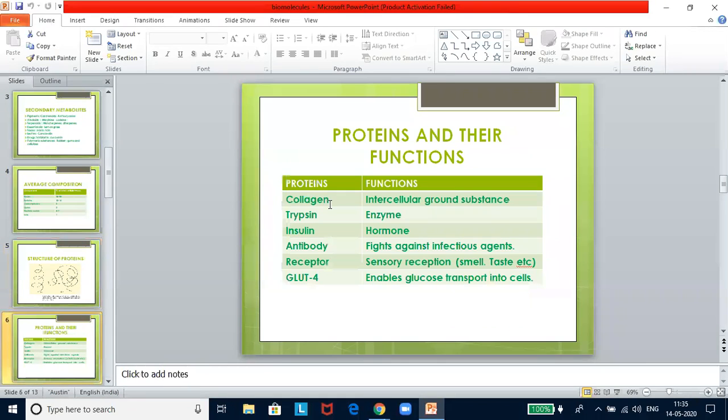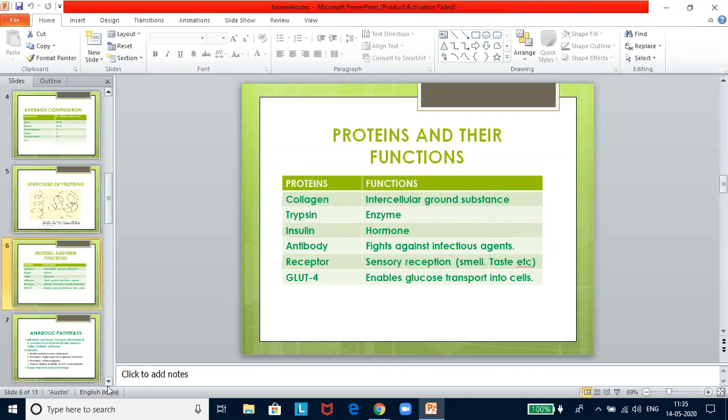Now, before I forget, let us look into proteins and their functions. This is very important. I'm sorry I had to digress. Collagen, intercellular ground substances are present. Trypsin, it's an enzyme. Insulin is a hormone. Antibody fights against infectious agents. Receptor, sensory reception. GLUT4 enables glucose transport into cells. This is very, very important because in most of the exams they'll ask you whether GLUT1, 2, 3, or 4 enables glucose transport into cells. It is GLUT4, and you have to remember.